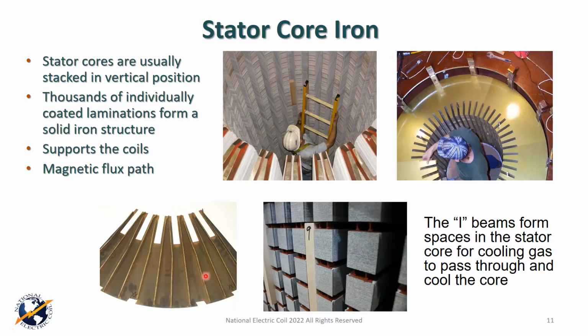But in any case, you can see these ribs, and a lot of times they're tiny I-beams, or they might just be a wider piece of steel. And typically they'll get tack welded in some way to one of the sheets of laminations, and they get put in periodically in order to create those vents. Okay.